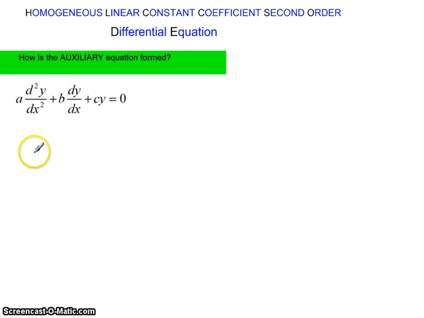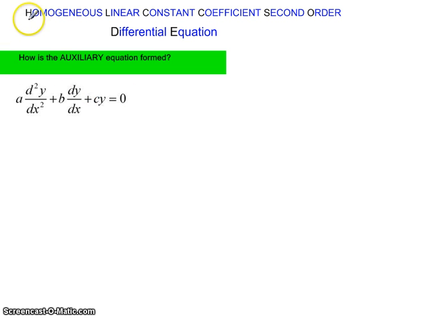In the next few minutes, you will understand why differential equations of this form are referred to as homogeneous linear constant coefficient second order differential equations, and also you will understand how to form the auxiliary equation.